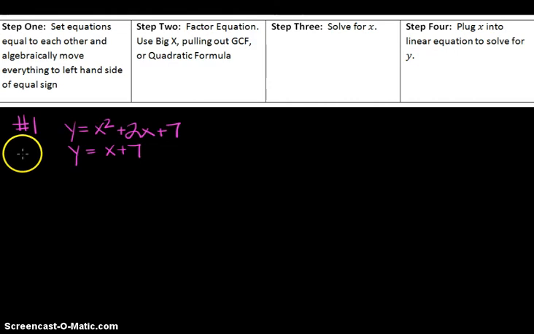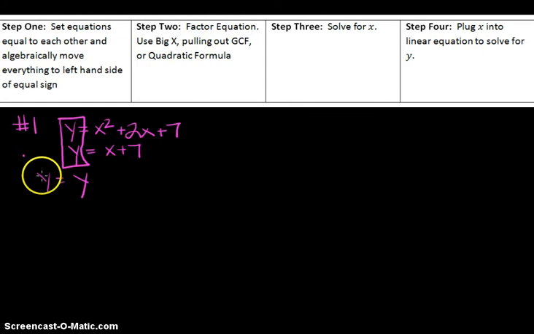Okay guys, so we're going to start solving this algebraically, number one. And it's y equals x squared plus 2x plus 7, which is that parabola we just saw, and then that line y equals x plus 7. So we're on step one here. We're going to set equations equal to each other and algebraically move everything to the left-hand side of the equal sign. So the reason why we can do that is because we have two y's here. Y is always equal to y. 1 is always equal to 1. 10 is always equal to 10.